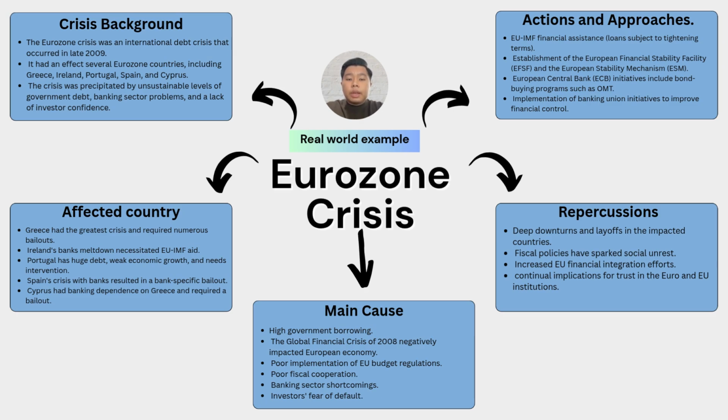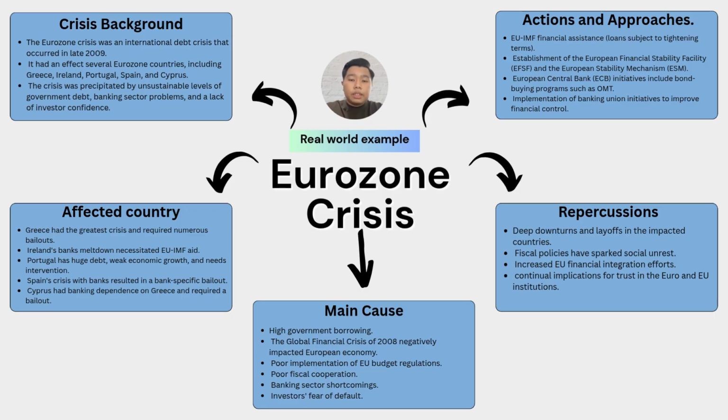So Greece was the epicenter of the crisis. It was revealed in 2009 that Greece had been understating its budget deficit, which shattered market trust. Eventually, Greece needed three separate international bailouts to avoid default. Ireland's crisis came from its banking sector, which collapsed after the property market burst. The government had to step in and guarantee all bank debts, which overwhelmed public finances. Portugal and Cyprus also required bailouts due to similar structural weaknesses and debt problems.